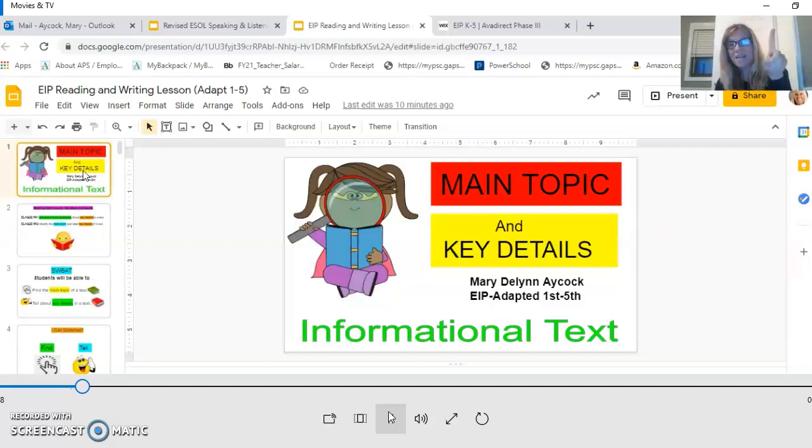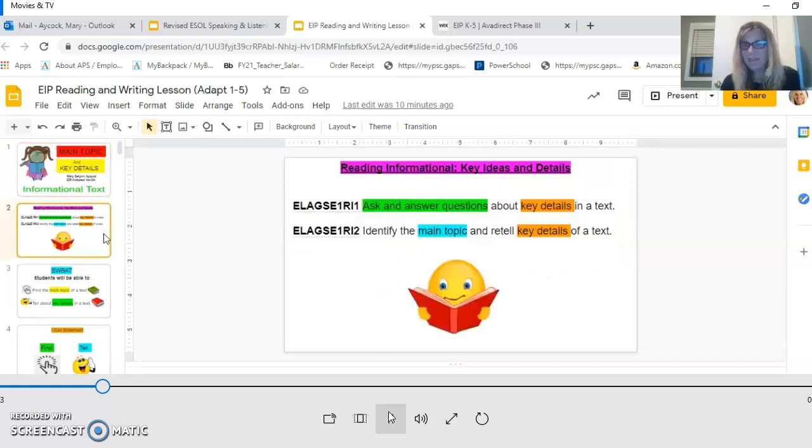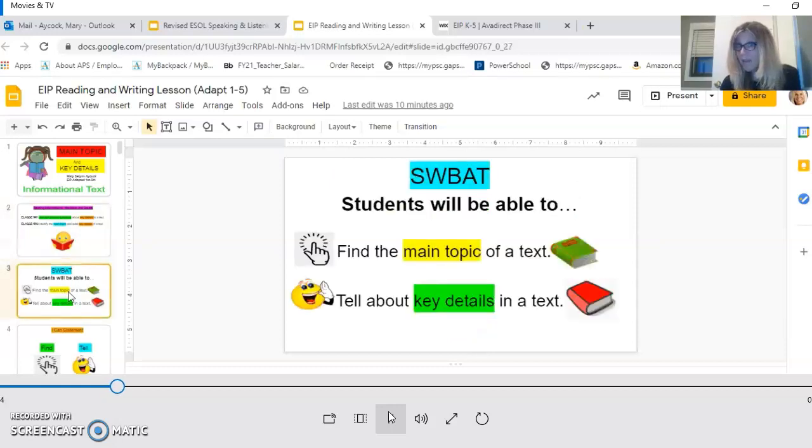Everybody say main topic, and key details. Awesome. So what the book is mostly about, main topic, key details, everything that tells about that main topic. So we're going to look at our SWABOT first, and then we're going to get busy being reading detectives. So we're going to be asking and answering questions about key details and identifying the main topic. So everybody repeat back. Students will be able to. Awesome, great job with that.